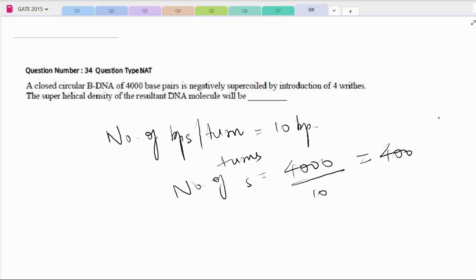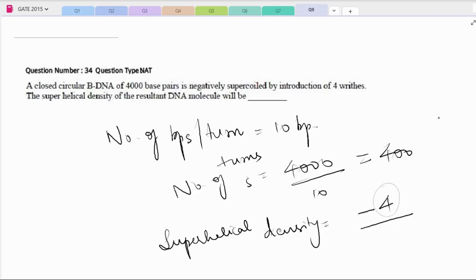And we know that the writhe is 4, and since it is a negative supercoiling, we have to take the negative sign into account, and hence the superhelical density is equal to negative 4, which is the number of writhes, divided by the number of turns, which is 400. So here the answer comes to be minus 0.01. So this is a pretty easy question to solve if you know that the number of base pairs per turn in a B-DNA is 10 base pairs. So that's pretty simple. Moving on to the next question.